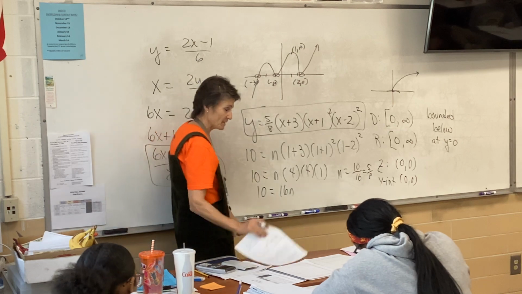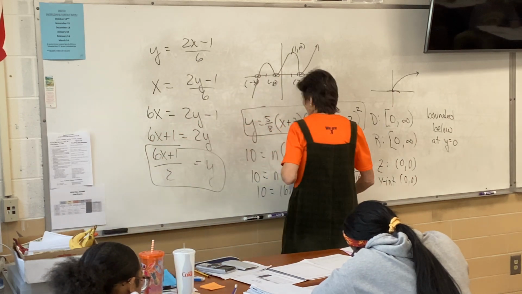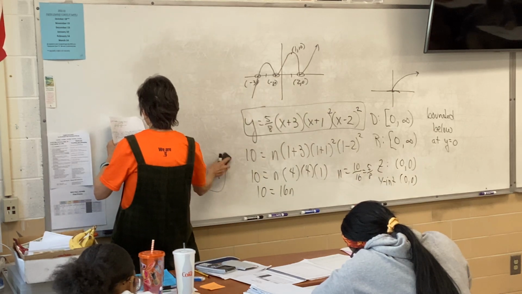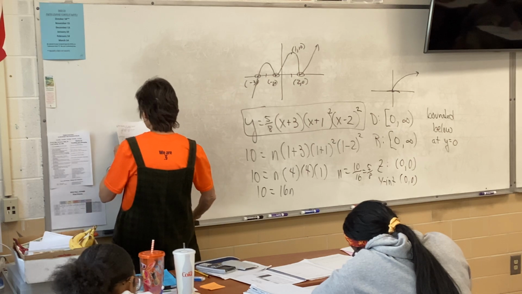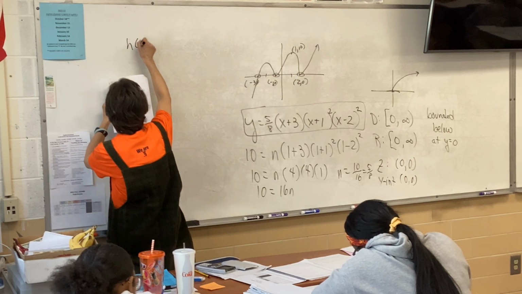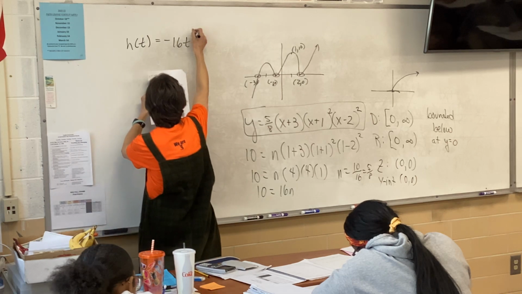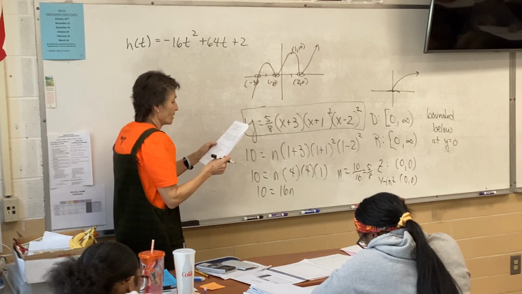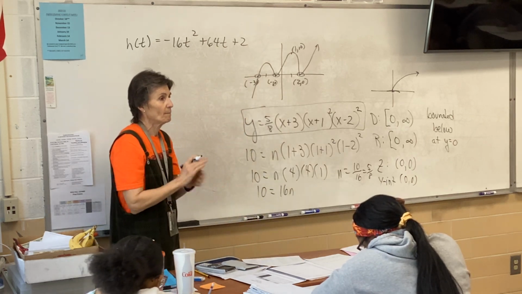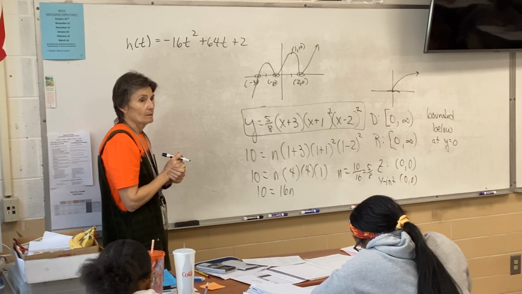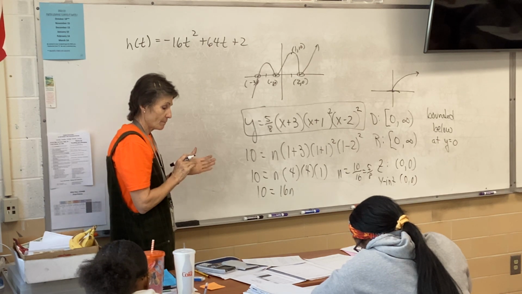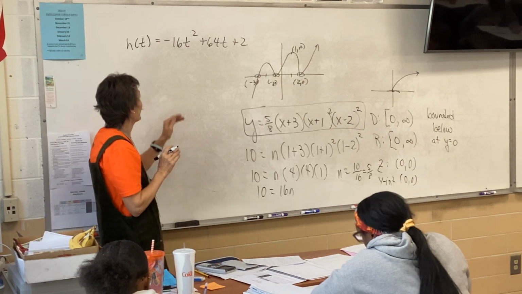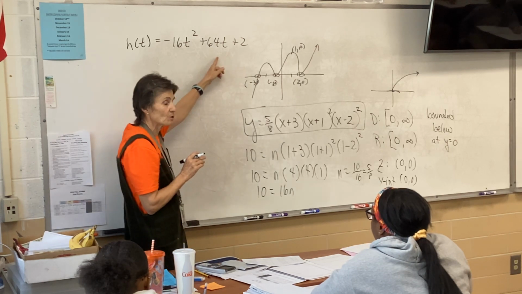Okay, let's look at 17. Projectile motion. The height of a ball above the ground in feet, t seconds after it's thrown, is given by this. Find the maximum height. When does it reach the maximum height? Okay, this is a really easy problem if you recognize what shape that equation is.